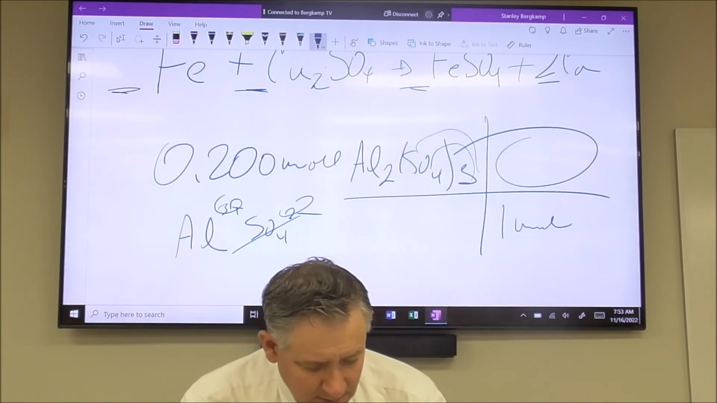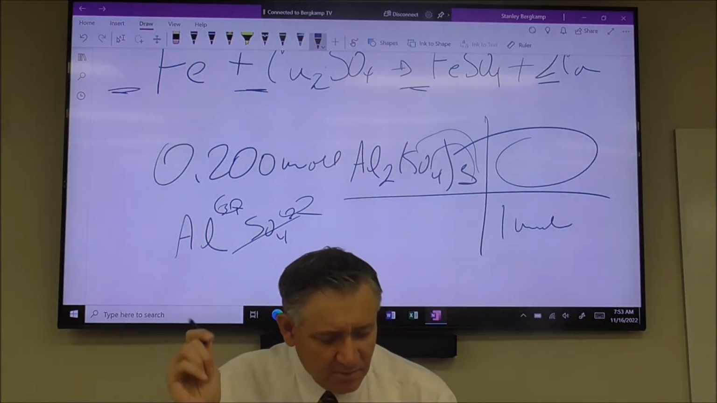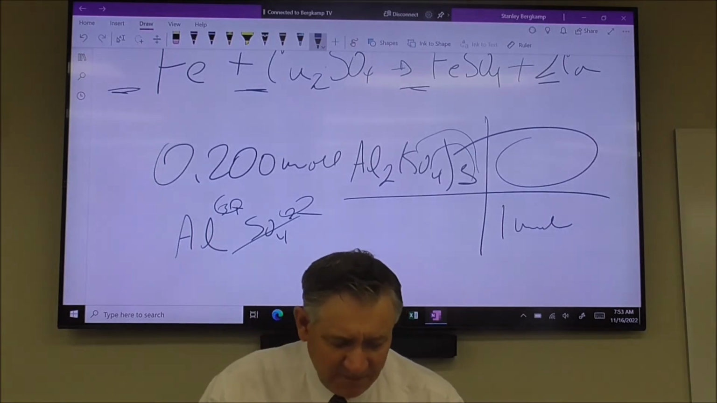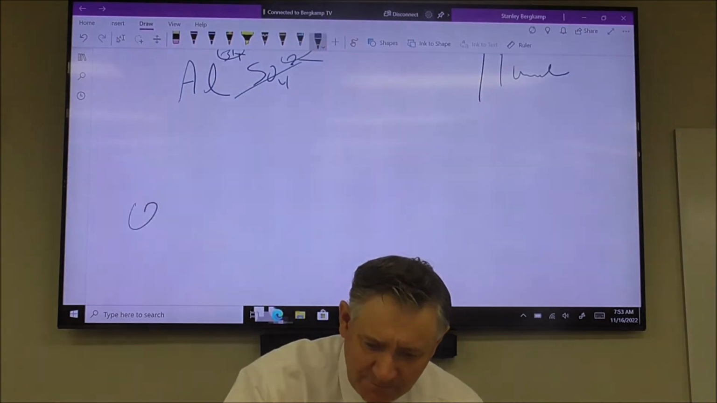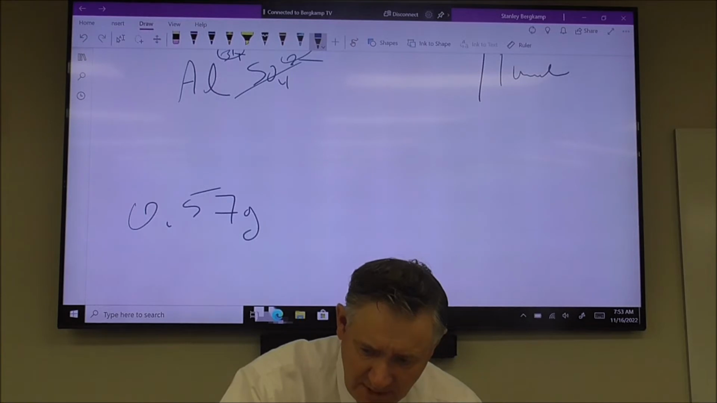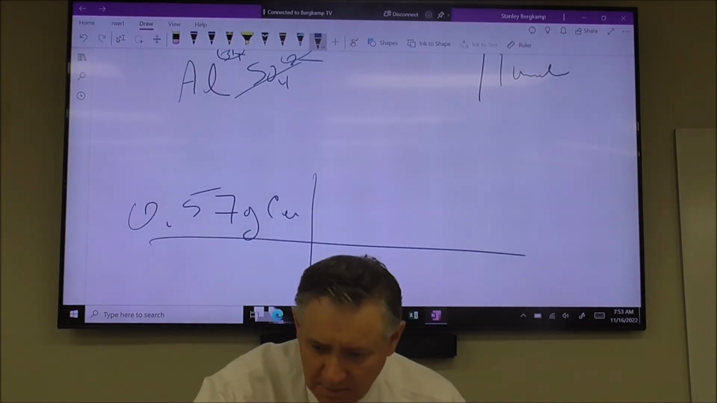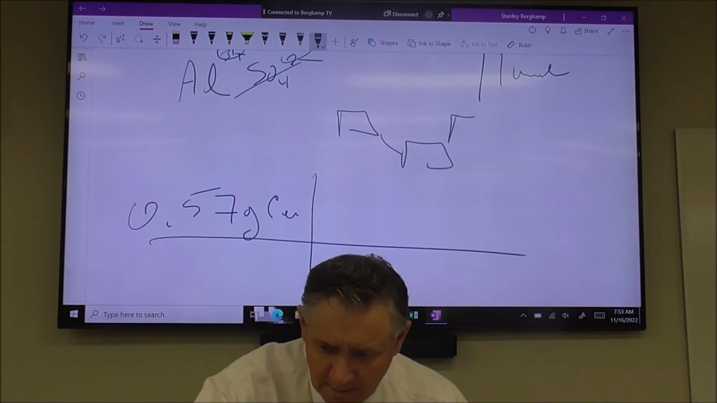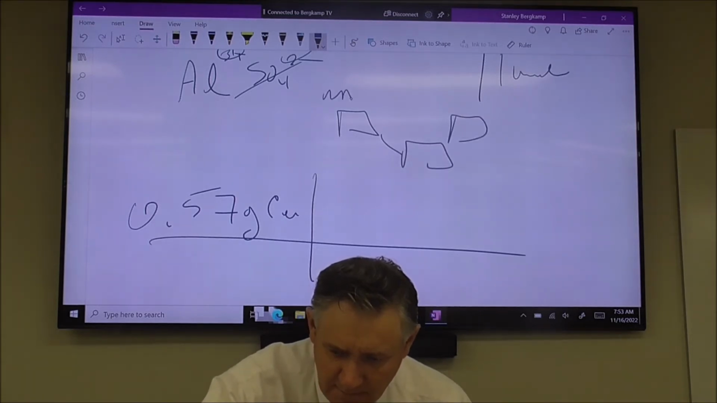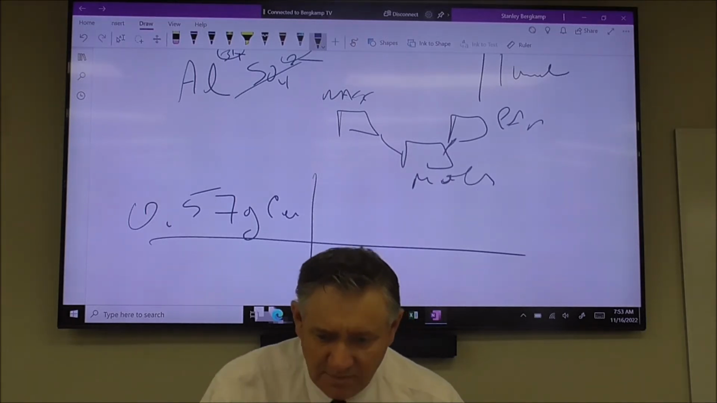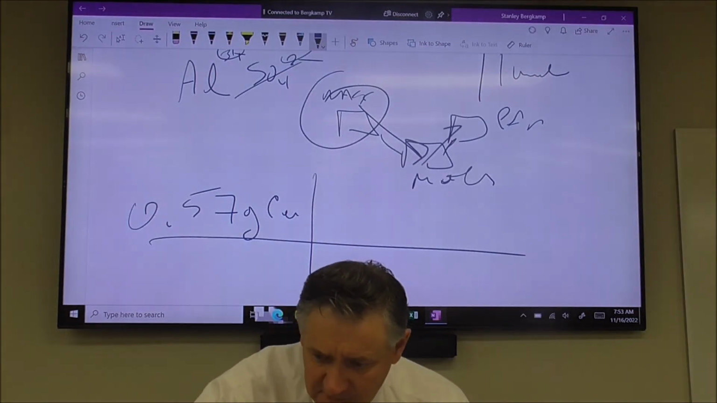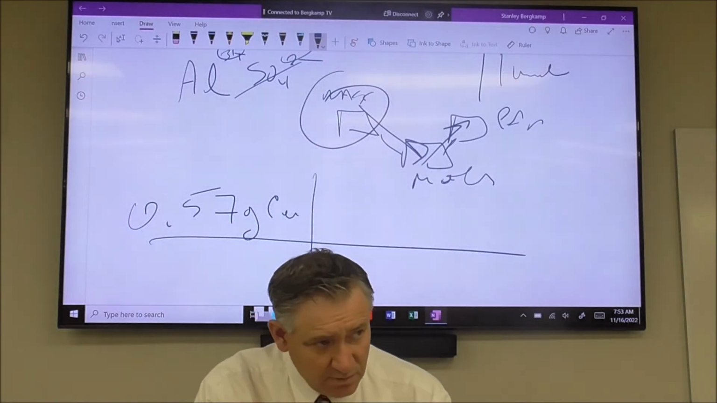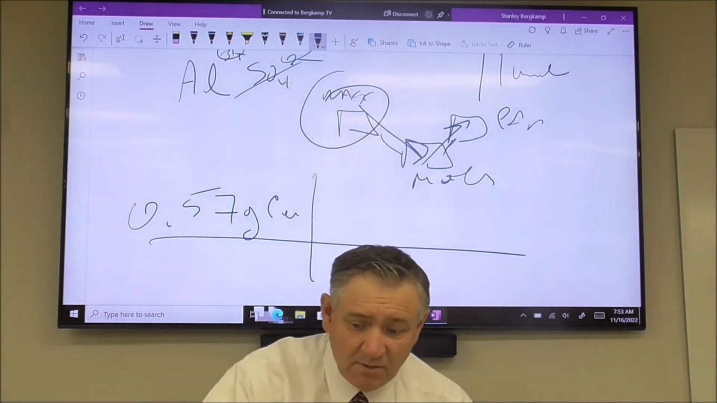Now, when you get down to the bottom one, it says 0.57 grams of copper. How many atoms is this? So remember, you've got mass, you've got parts, and you've got moles. With this one, you're starting up here in grams. You've got to go to moles, and then from moles, you've got to go up to parts. So you have to do 2 conversions on this one.